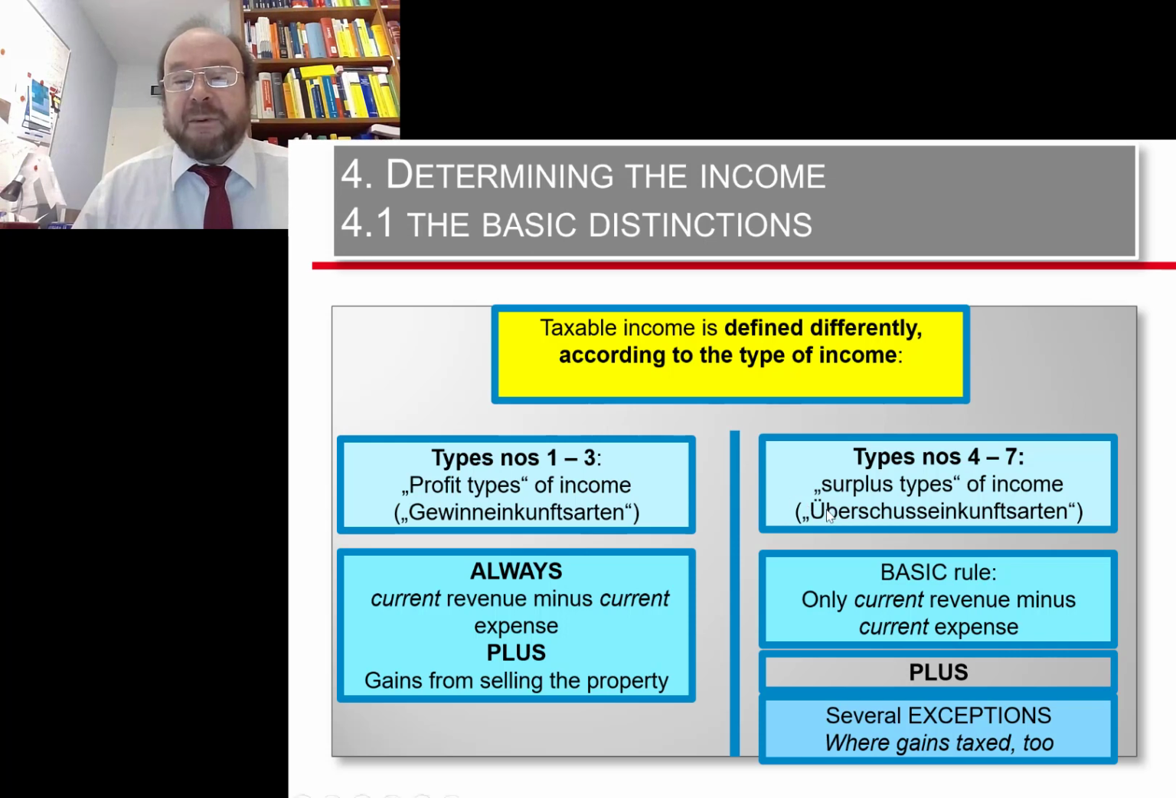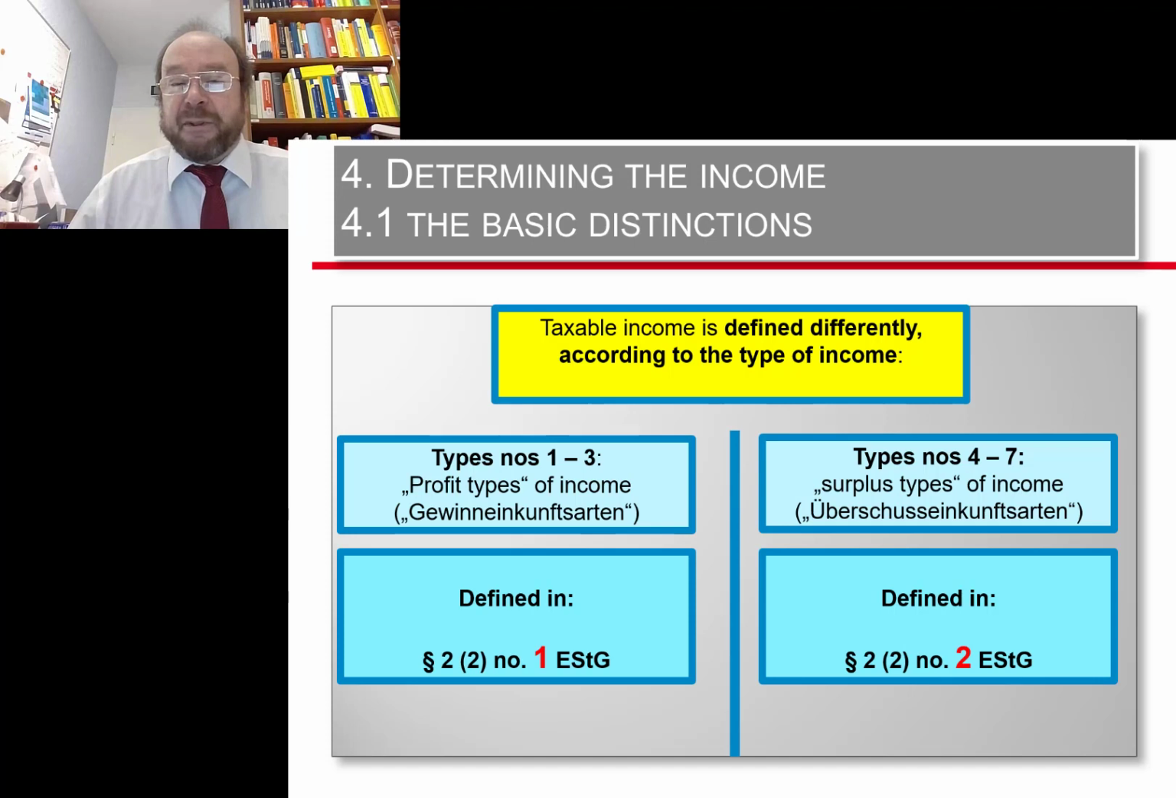In the income types number 1 to 3, you always calculate the current regular income, so revenues flowing from trade, for example, or expenses related to trade, plus the gains from selling property. Types number 4 to 7 are the surplus types of income, and there only current revenue minus current expense count. Several exceptions, of which you already came across some. For example, sale of a private house within 10 years after acquisition, if you didn't use it for own housing purposes but rented it to others.